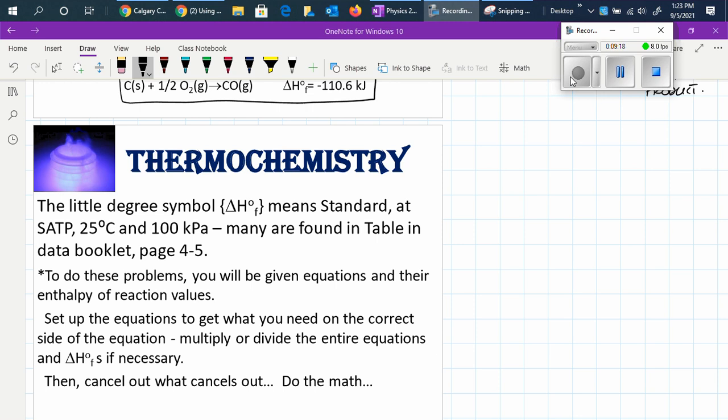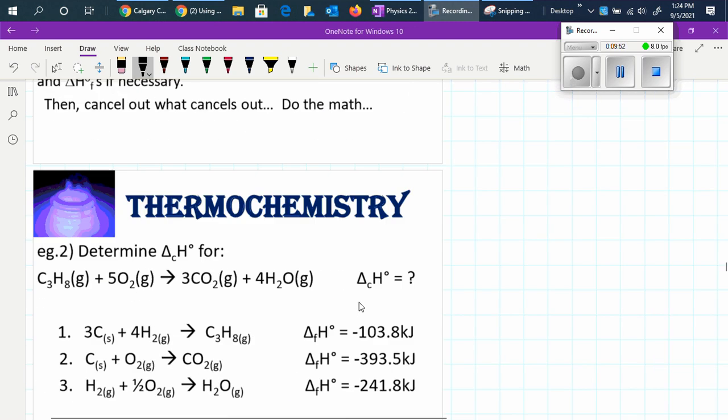And then, as I said, if you are doing formation, when we are calculating it, you can find the formation of a certain element or a certain compound in that table, then cancel out and do the math. Keep in mind that a positive stays positive, a negative stays negative. So you just add the enthalpies together.